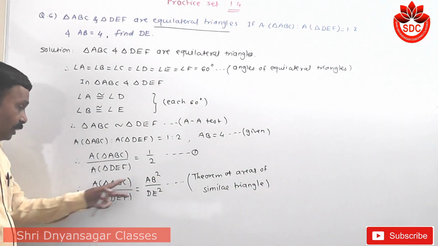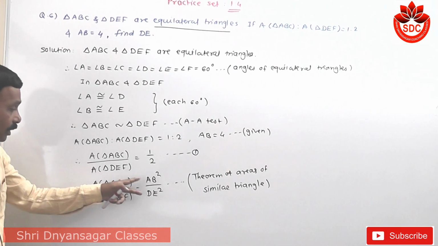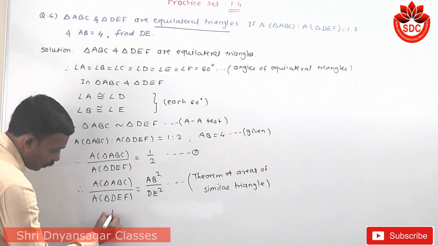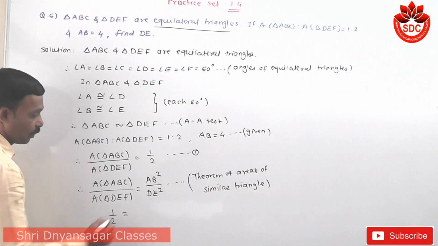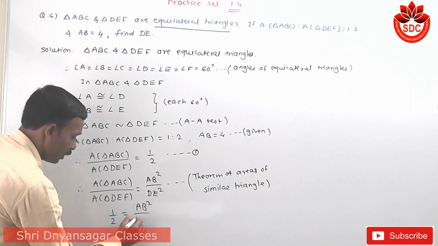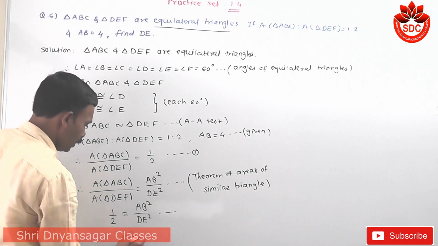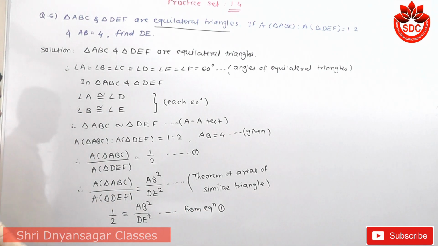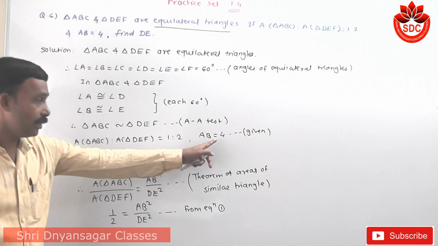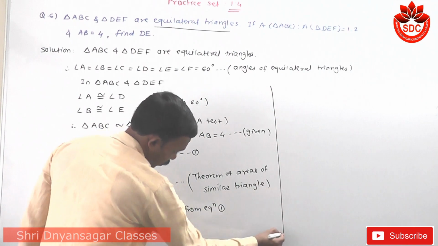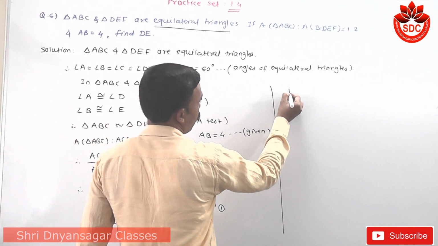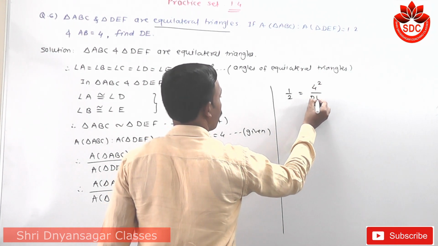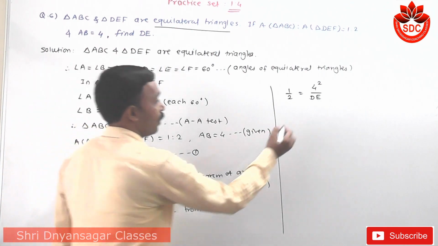Okay, up to this we can understand that this ratio is given here, 1/2, from equation number first. So 1/2 is equal to AB square upon DE square. This is from equation first. Again I have to substitute the value of AB, which is given as 4. So 1/2 is equal to 4 square upon DE square.